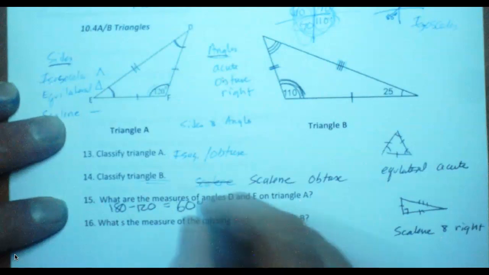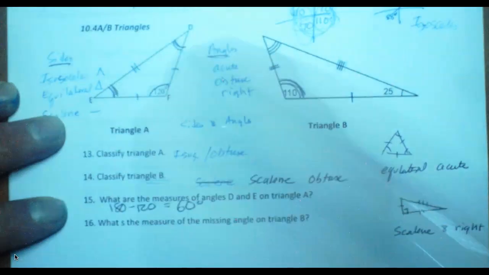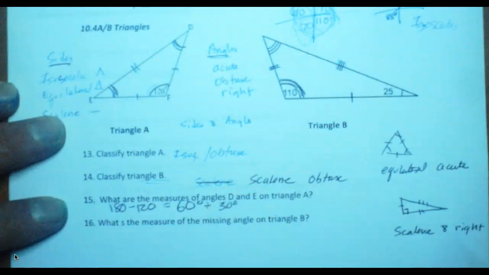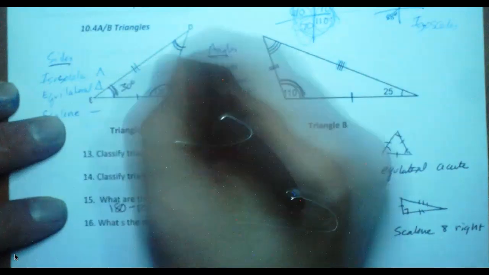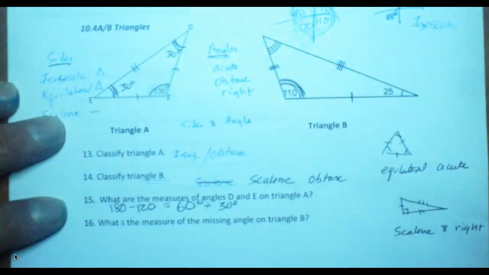Now, those 60 degrees have to be divided equally among these two angles because they're the same. So 60 divided by 2 would be 30 degrees. So each of these are 30. Here's a 30, and here's a 30. That makes 60, and then the 120, that's going to make 180.